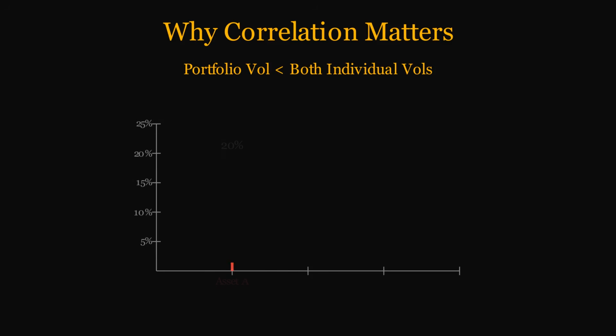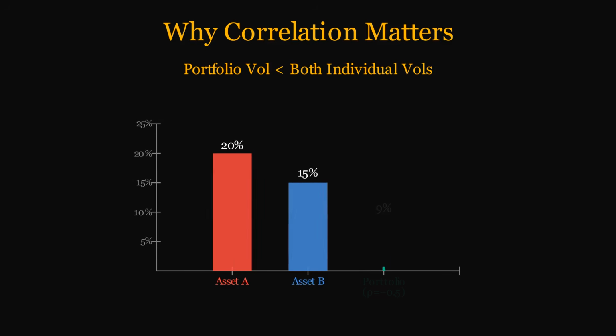Look at this bar chart. Asset A carries 20% volatility. Asset B, 15%. The combined portfolio at -0.5 correlation carries only 9% volatility, less than half of asset A and well below asset B. This is the free lunch of diversification. You are not just averaging the risks, you are canceling them.